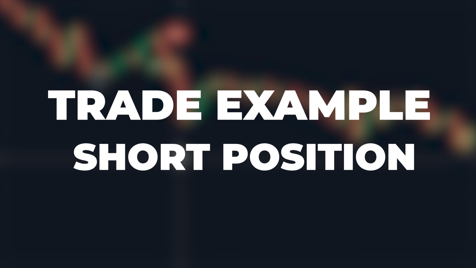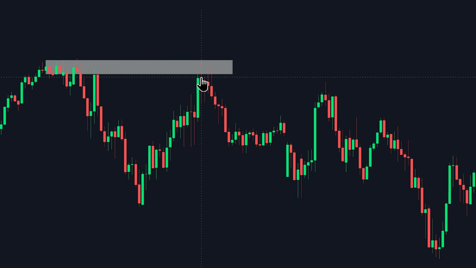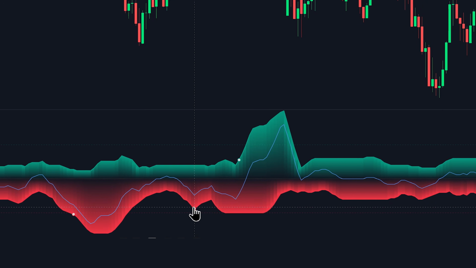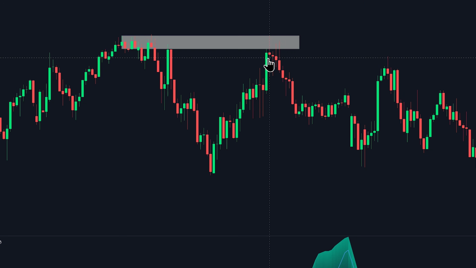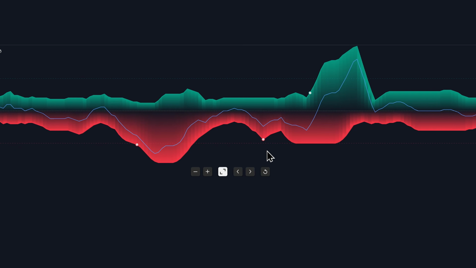Now, for a short setup, you want to do the opposite. Price is moving into resistance and the bearish magnitude starts building. That means upper wicks keep rejecting from the same resistance liquidity cluster. If the bearish reading spikes above the threshold and prints a dot, that is your warning that supply is active.